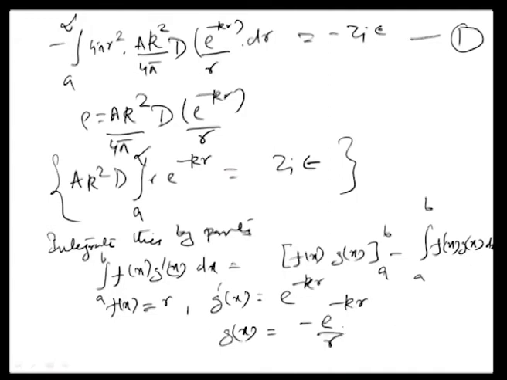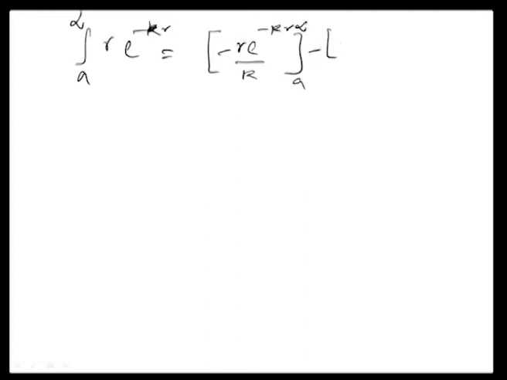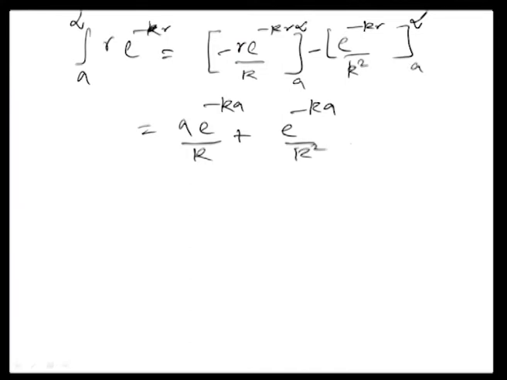Okay. So, we can write this whole expression by parts as the integral from a to infinity of r e to the power of minus k r, as minus r e to the power of minus k r by k, varying between a and infinity, minus e to the power of minus k r by k squared, varying between a and infinity. And this can be further represented as a e to the power of minus k a by k plus e to the power of minus k a by k squared. And simultaneously, we can have a k squared times d times e to the power of minus k a by k.